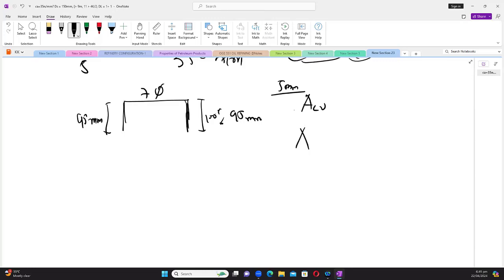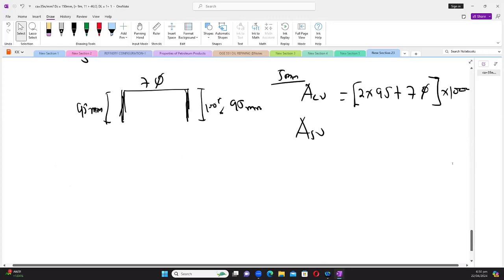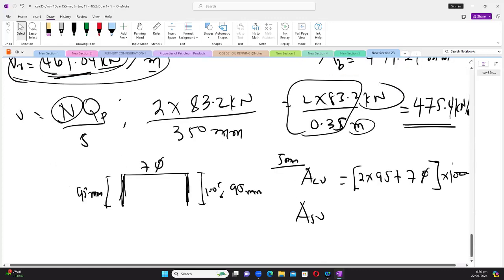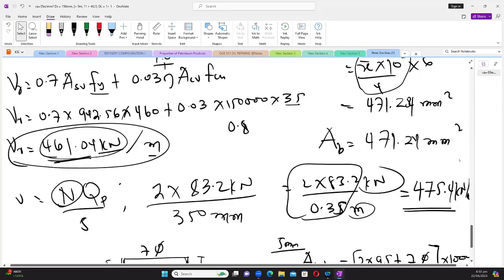So ACV, I give the formula for ACV. ACV will now be 2 times 95, plus 7 times 5. That's it. So I said the demand, we can reduce it by increasing the spacing. But if you increase the spacing, there will be an implication on the ASV and ACV.